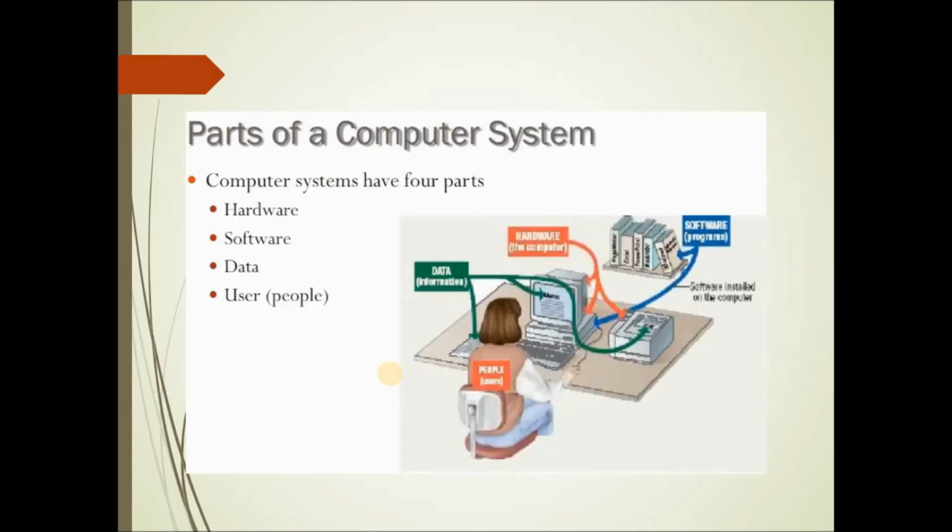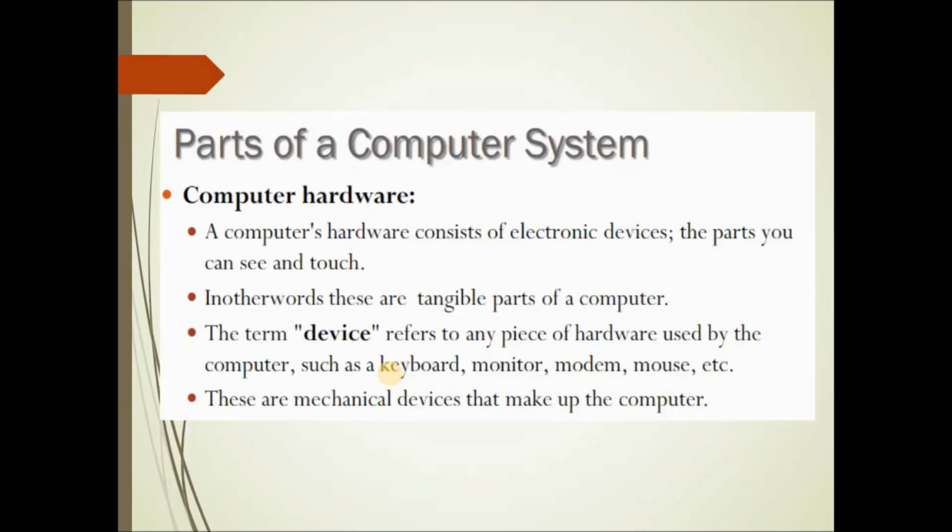So see, parts of a computer system. A computer can be divided like this: hardware, software, data, and users. Hardware means, as you already know, the physical components that we can see or touch, that is tangible. And the software is intangible, the set of instructions. We will discuss that later. So here, parts of a computer system.